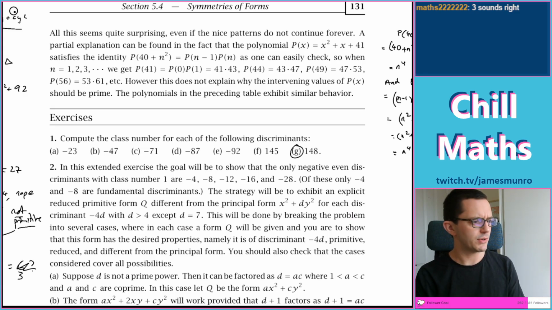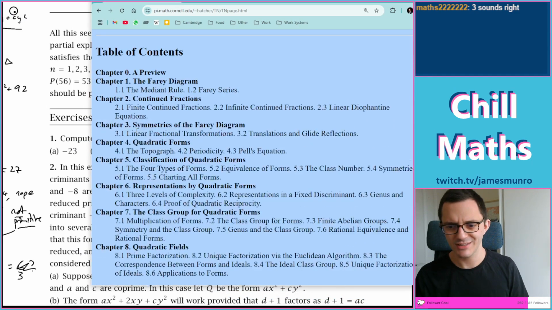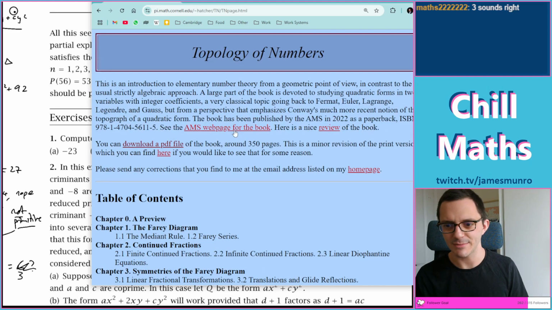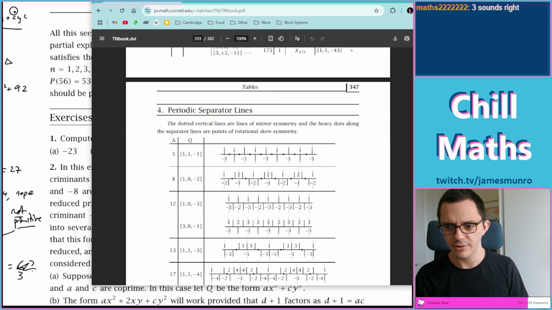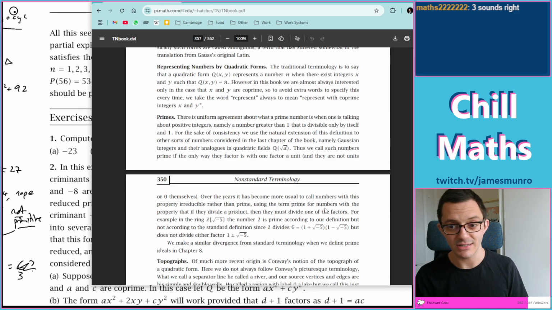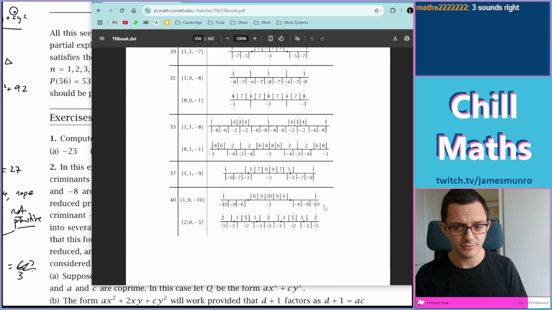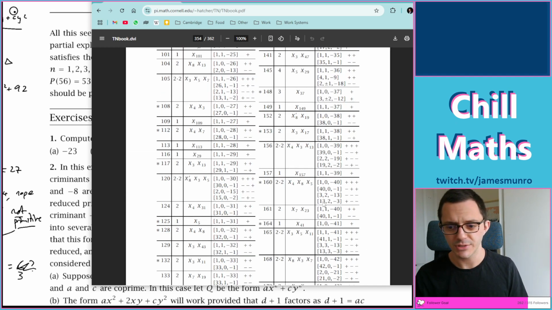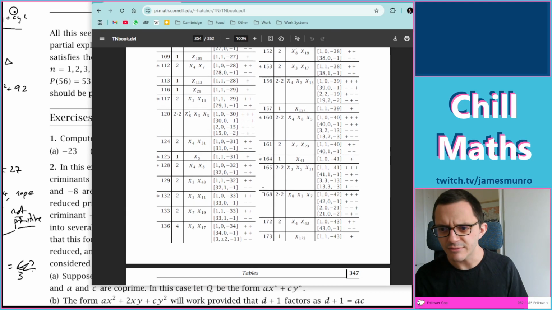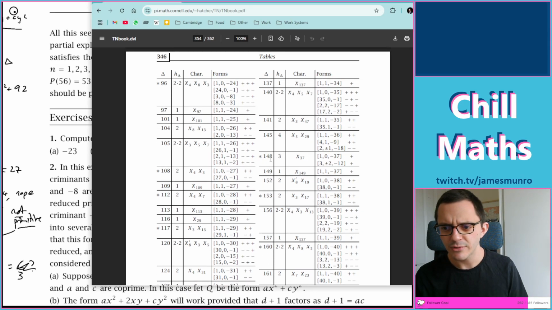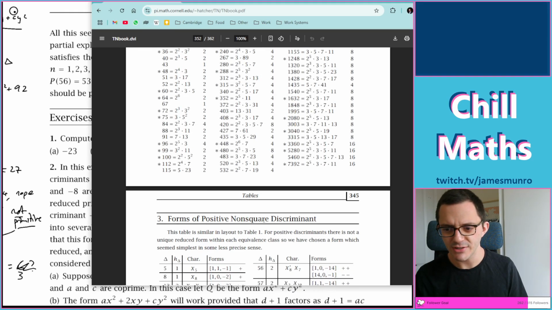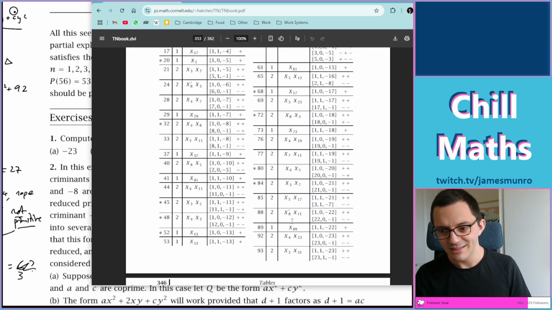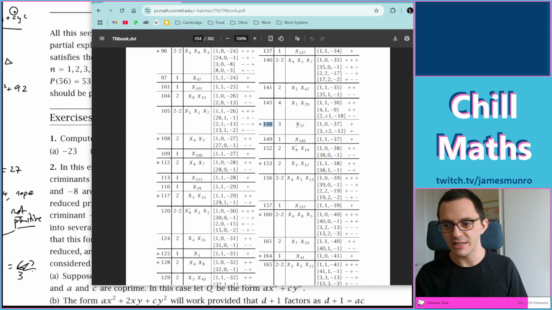Let's see if I can find that book. Here's the book we're currently reading, but this version lets me skip to the back, where there is a big table of periodic separator lines of quadratic forms, and also some facts. Here's some facts. Is this 148? Oh yeah, 148. Not negative. Forms of positive non-square discriminant. Oh, brilliant, that's us. And the answer was in the back of the book. Good, they say 3. And they have some canonical examples.